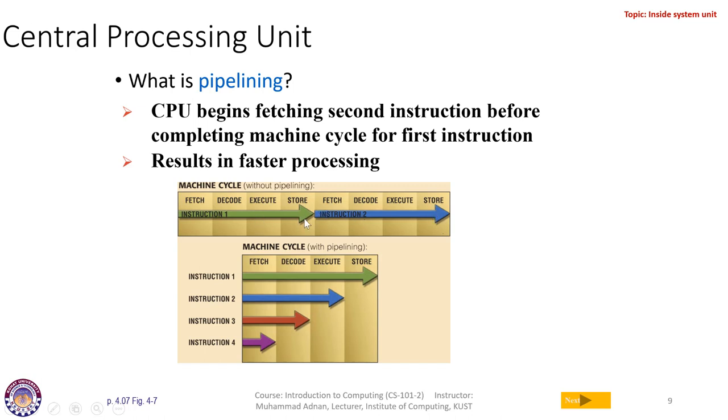In this scheme, we are wasting a lot of time, because at only one time, one operation is performed. Whereas if you perform the machine cycle with pipelining, then instructions will be executed at the same time. Instruction one may be in the store stage, instruction two in the execute stage, instruction three in the decode stage, and instruction four in the fetch stage, but all are executed concurrently, simultaneously, and that is what pipelining means. The CPU begins fetching the second instruction before completing the machine cycle of the first instruction. This is called pipelining. The result is faster processing, just as I told you.